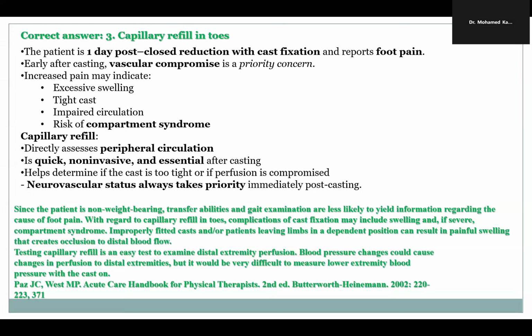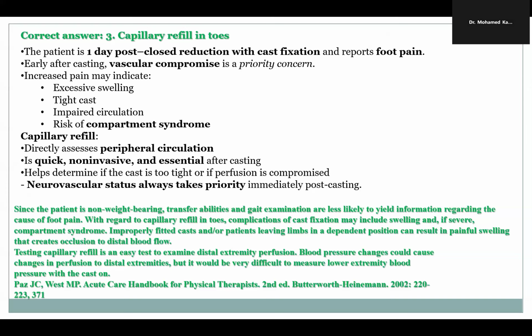Ischemia, gangrene, amputation. If there is a compression on the neural structure, what will happen? Atrophy, paralysis, or something like that. So this is a priority. Again, the patient in this question is non-weight bearing. So transferability and gait examination are less likely to give us any information. Since the patient is non-weight bearing, why would we expect these activities to cause any foot pain? So the only option is capillary refill in toes.